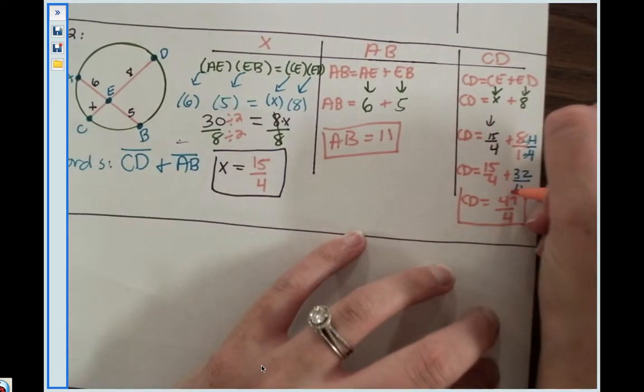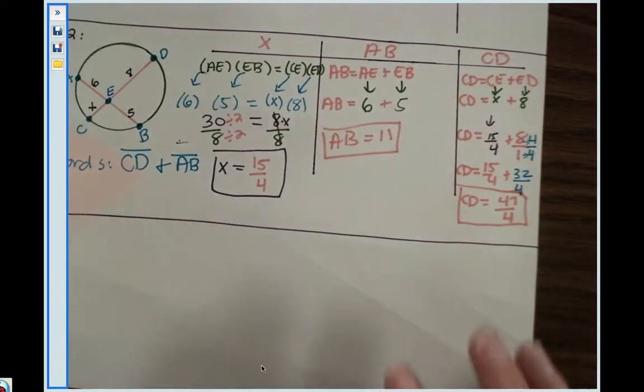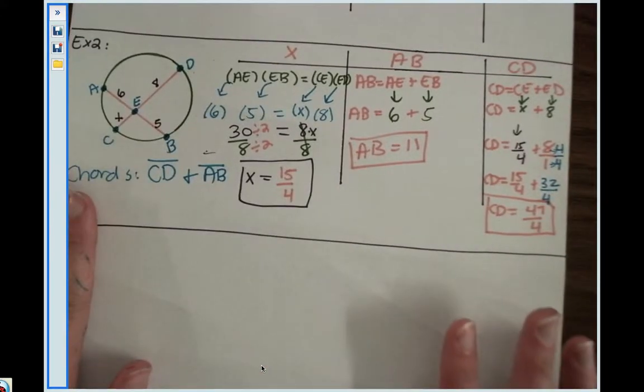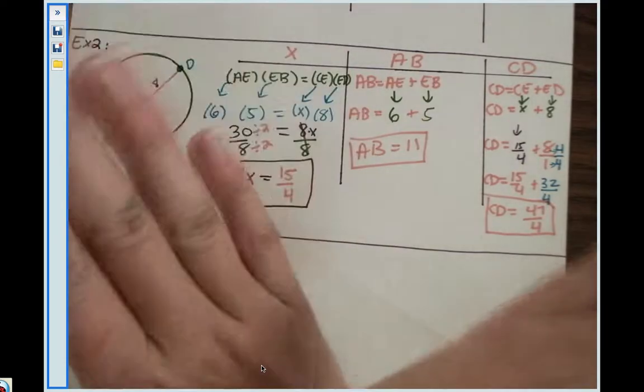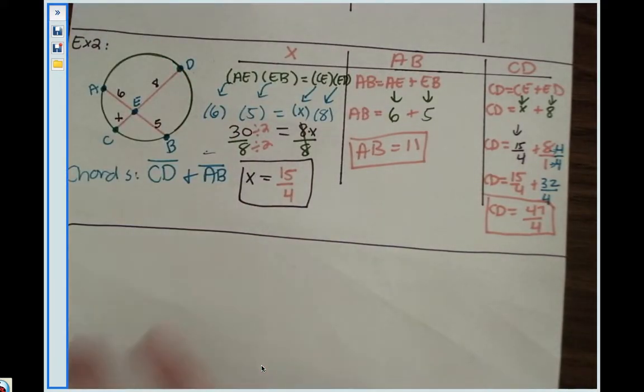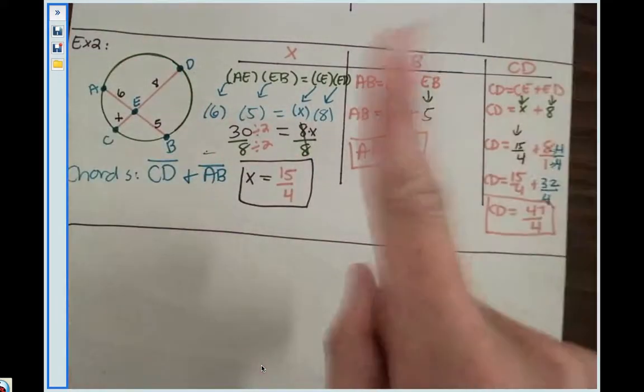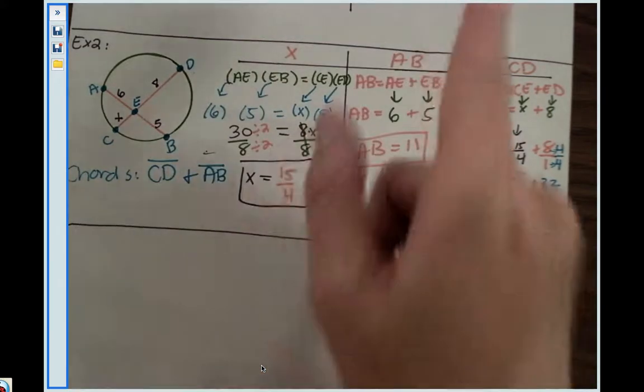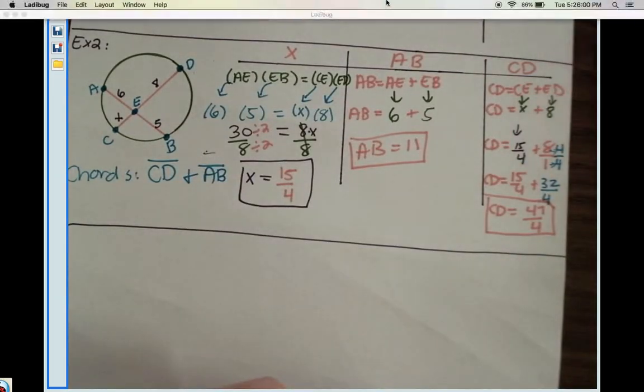Bam. Donezo. Well, I hope you guys have had fun learning how to deal with chords that intersect inside the circle. In the next examples, we're going to have chords and secants actually intersecting outside of the circle. So get ready for that, you guys. It's going to be awesome.